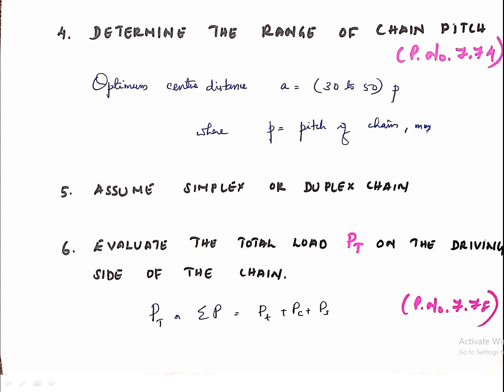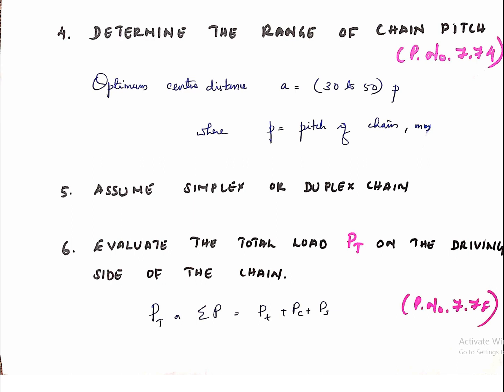So you will get a range of pitch values, out of which you can select any value depending upon the condition. We'll see that in detail. So one of the first objectives has been found out; we have completed the pitch for the first objective. Now, once this is done, you need to select a type of chain.